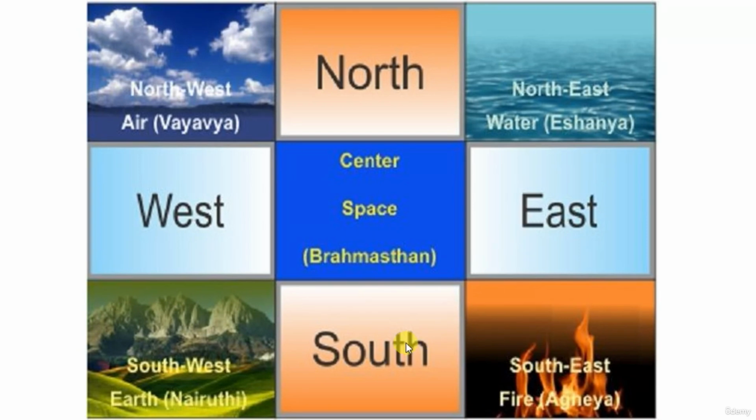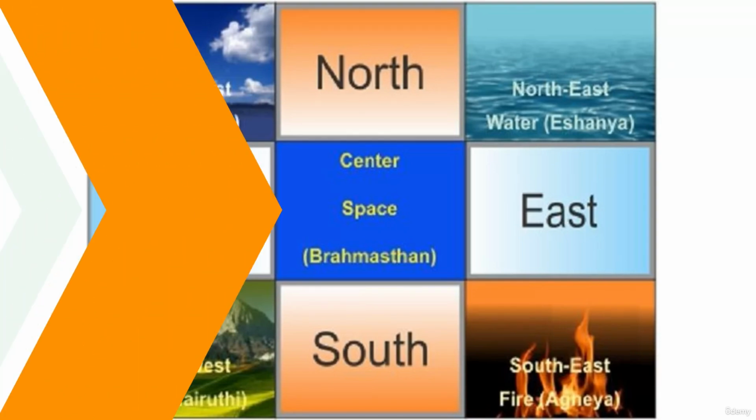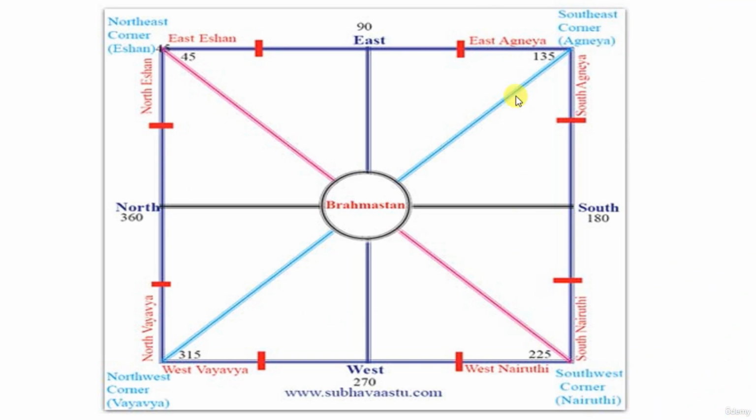Similarly, the corner between south and east is called the southeast corner, and the other name is Agni. This represents fire. The corner between south and west is called the southwest corner, and the other name is Nairuti or Gubera. This represents the earth or mountain. The corner between north and west is called the northwest corner, and the other name is Vayu. It represents air. So these are the basic things you should know before making any plan of a building. In these four directions we can divide like this.